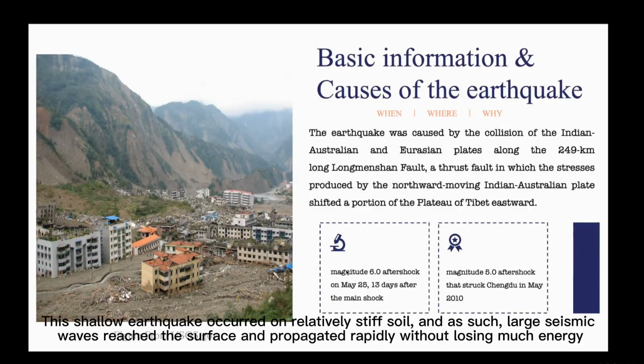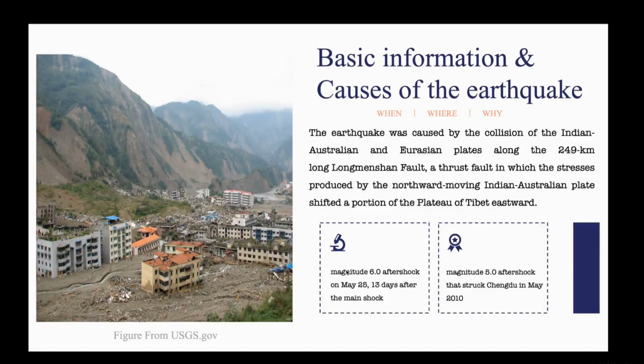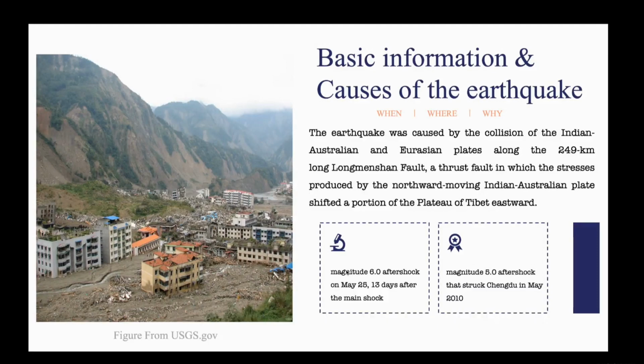This shallow earthquake occurred on relatively stiff soil, and as such, large seismic waves reached the surface and propagated rapidly without losing much energy, resulting in a rupture length of more than 200 kilometers. This event is classified as an X on the modified Mercalli intensity scale, indicating violent shaking and heavy damage.